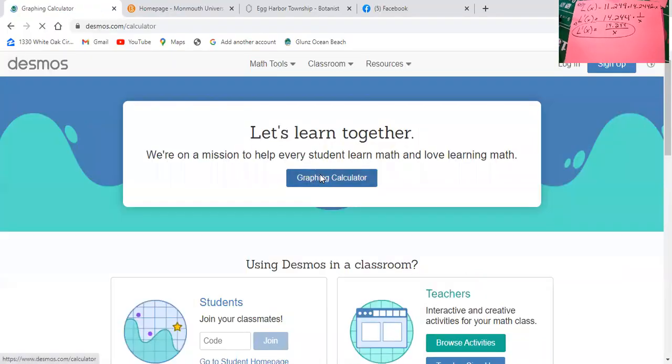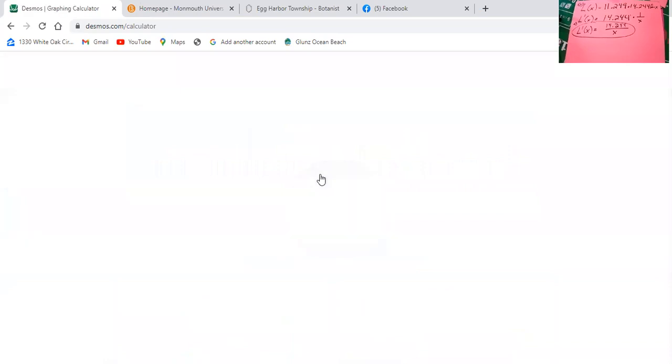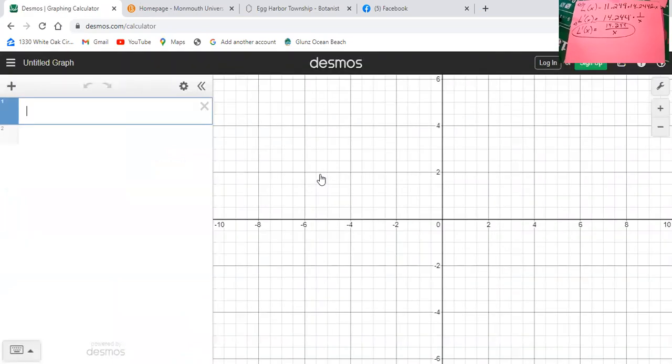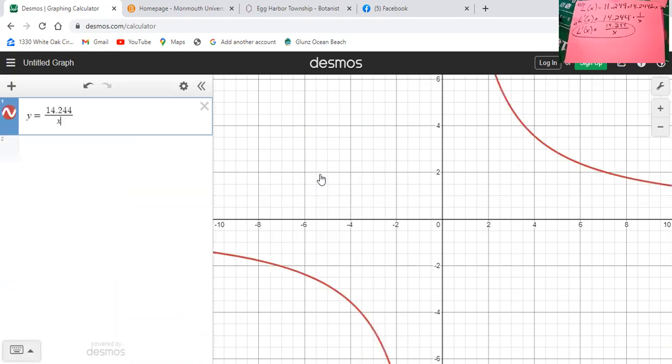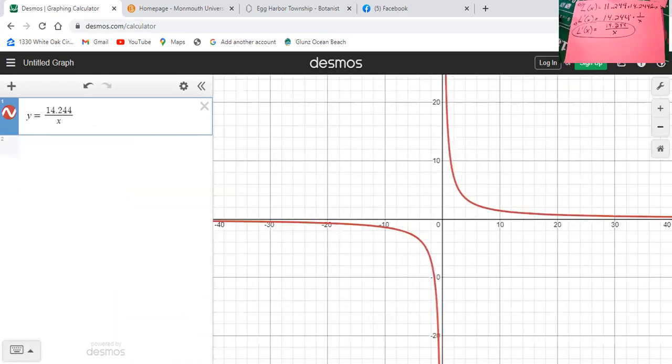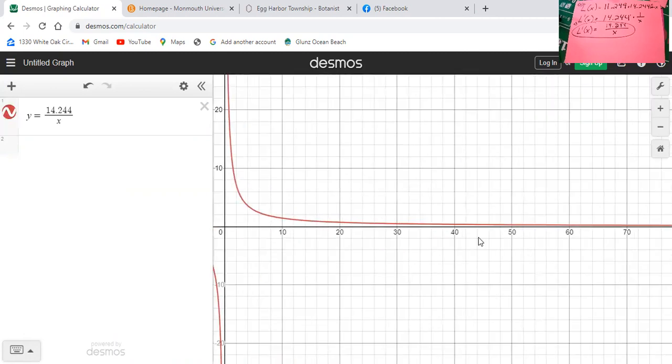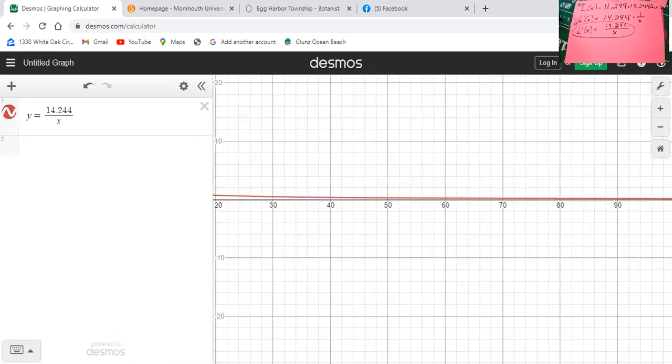Okay, friends, I'm in Desmos now. I'm going to enter our function and see what kind of behavior we have for x greater than 0. Y equals 14.244 over x. What does it look like? Let's zoom out a little bit and get a good image of it. As x gets greater and greater, in other words, as x carries on towards infinity, what is happening to the y values? We're getting closer and closer to 0, aren't we? So look at the question one more time and see if we can answer it.